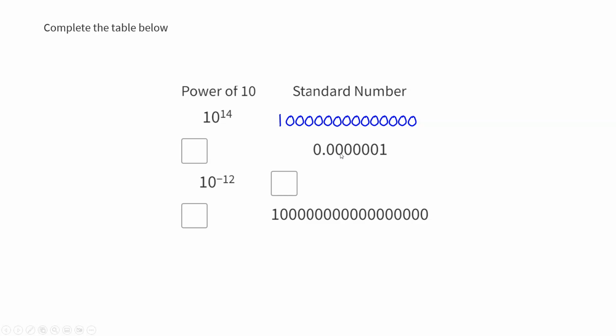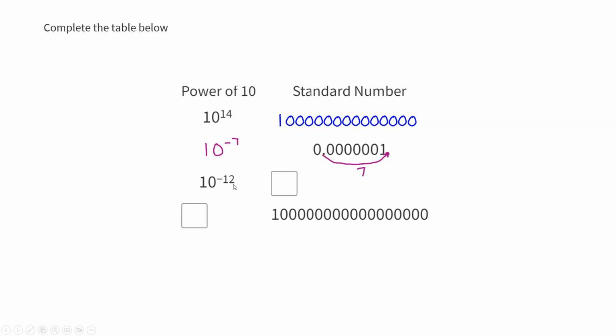Whereas 0.00000001 is going to be 10 to the negative 7, because there's 7 decimal places you'd have to move this in order to get this back to being 1. So it's going to be 10 to the negative 7.